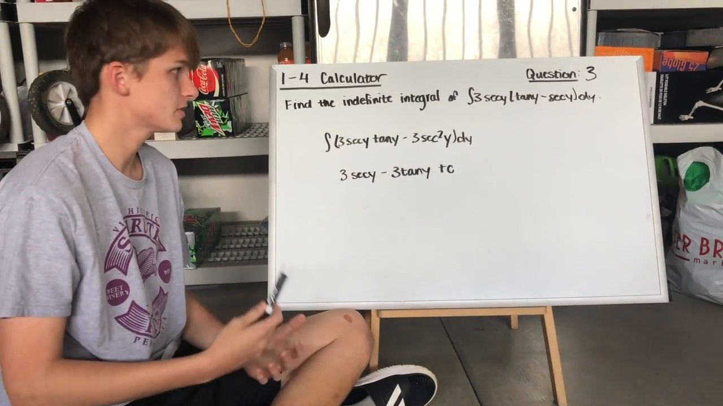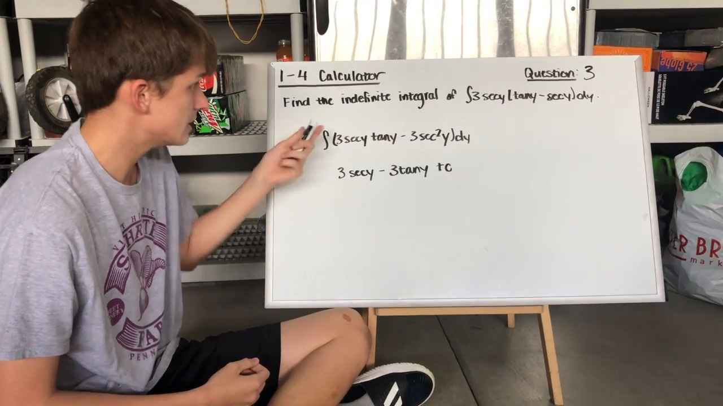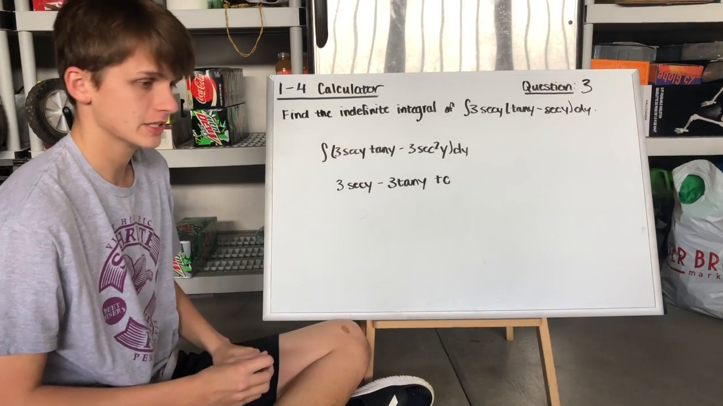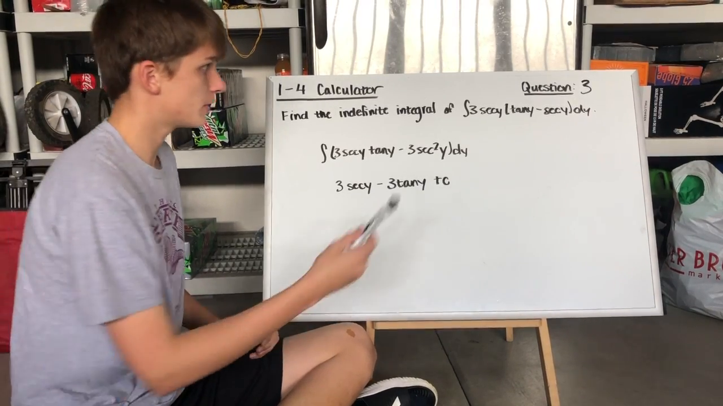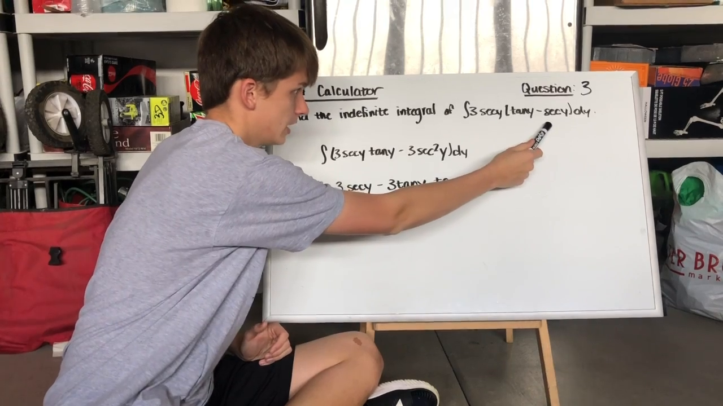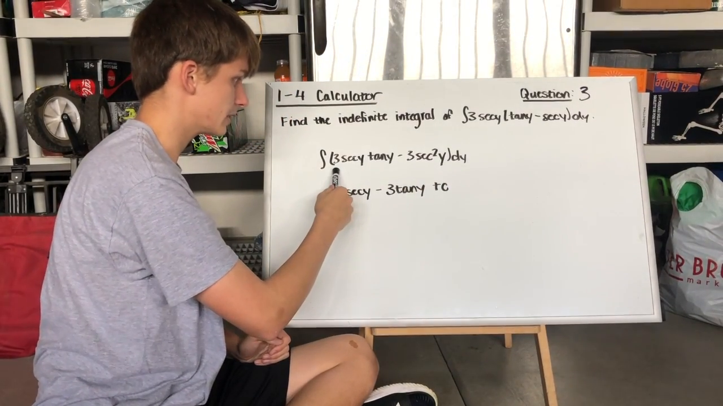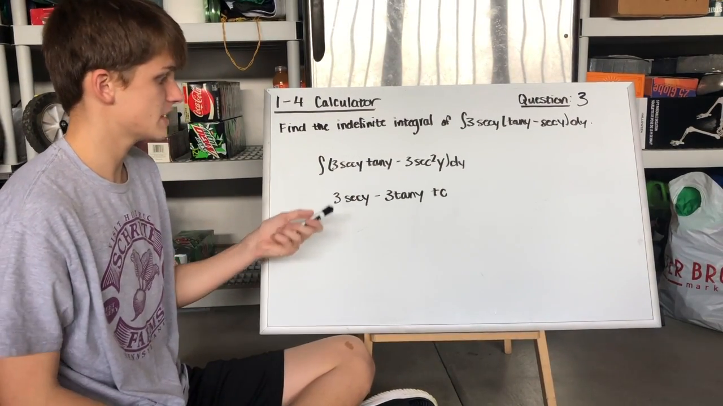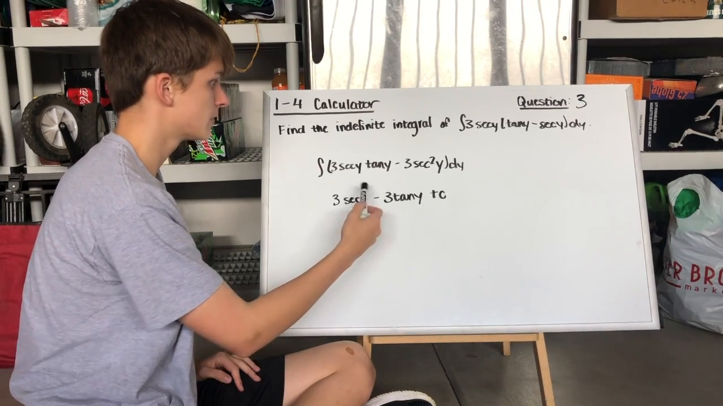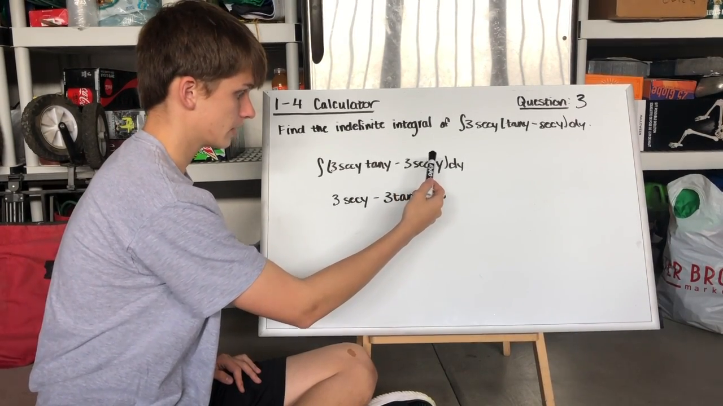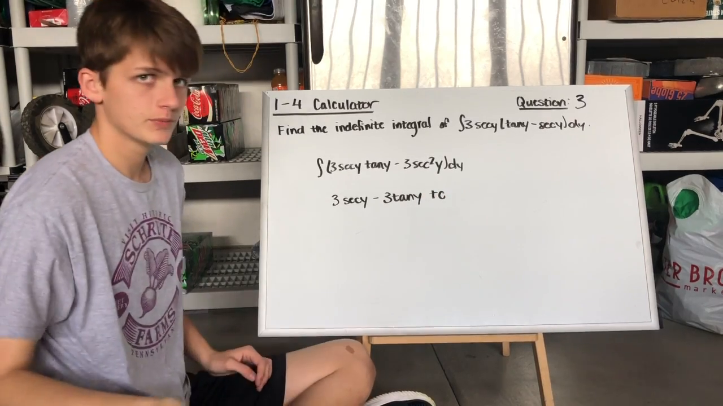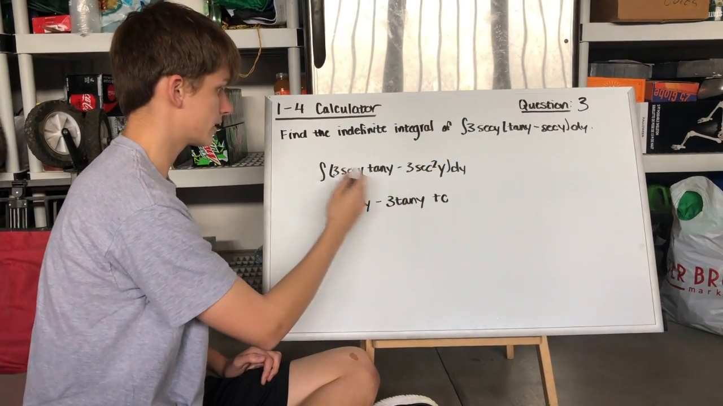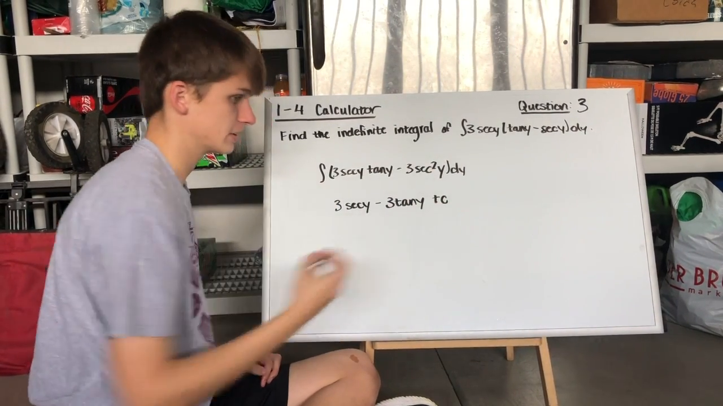Alright, so for question 3, we have to find the indefinite integral of 3 secant y in parentheses tangent y minus secant y dy. So this one's really simple. All we have to do is distribute 3 secant y into the parentheses, which is our first step right here. We know that secant y tangent y is just the derivative of secant y, so we get 3 secant y from here. The derivative of tangent y is secant squared y, so we can just substitute tangent y in for secant squared y since we have the integral, and then we have our constant of integration.